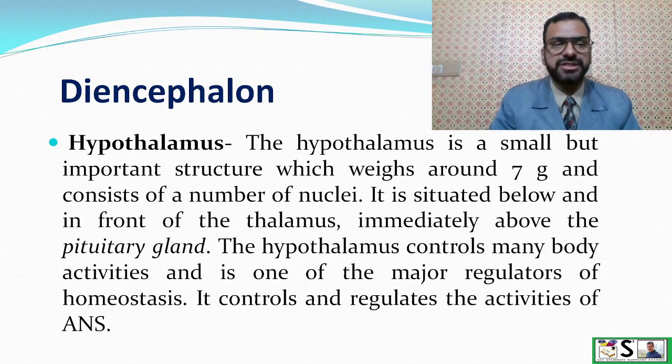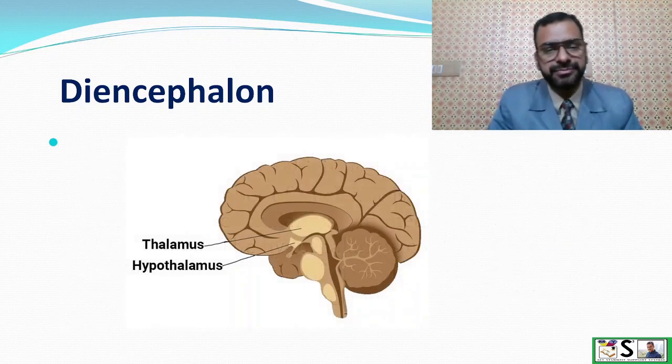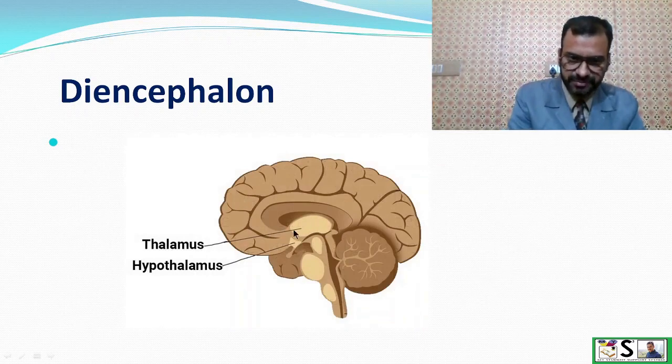And hypothalamus is a small but important structure which weighs around 7 grams and consists of a number of nuclei. It is situated below and in front of the thalamus, immediately above the pituitary gland. The hypothalamus controls many body activities and is one of the major regulators of homeostasis in our body. It controls and regulates the activities of autonomic nervous system. Here you can understand with this picture that this is thalamus and this is hypothalamus and this is space for pituitary.